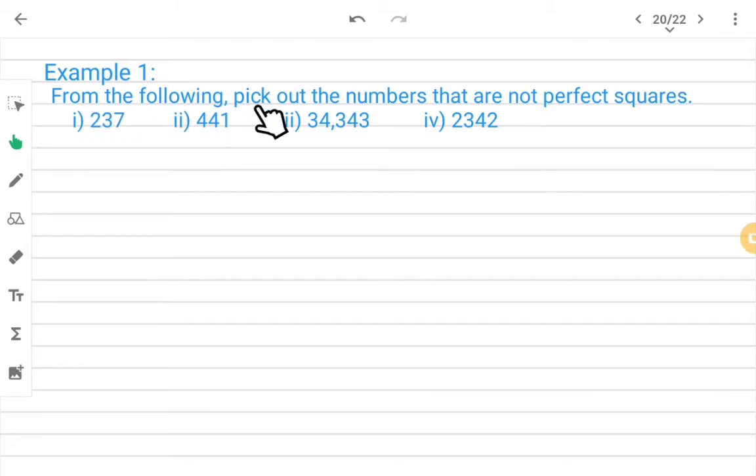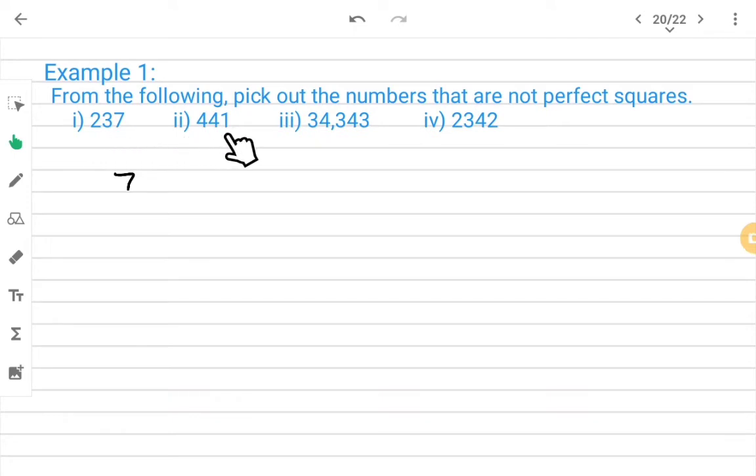From the following, pick out the numbers that are not perfect squares. Perfect square value means if you multiply any number twice, that is, a number is multiplied by itself, you will get one value. That value we call a square. Now, 237 can be a perfect square. How will you check? You have to check the ones place. See, here the ones place is 7. So it won't be a perfect square.